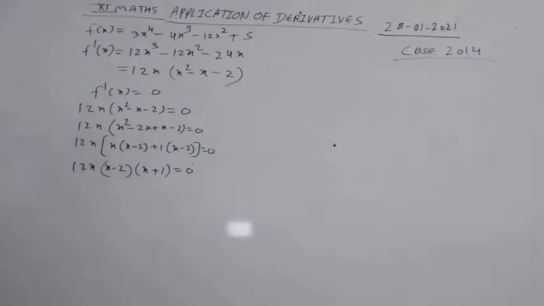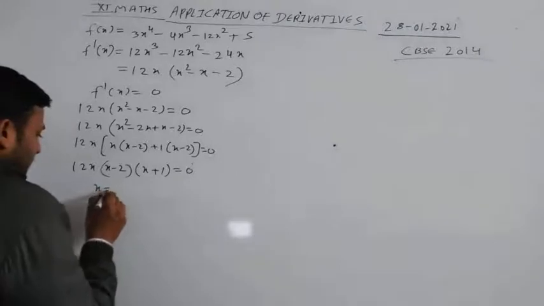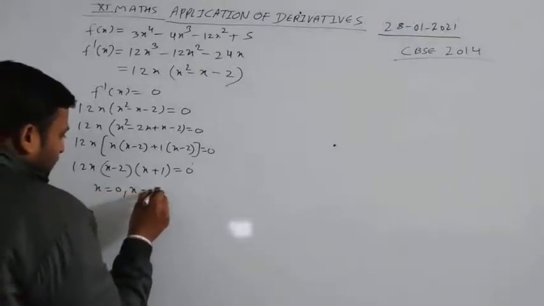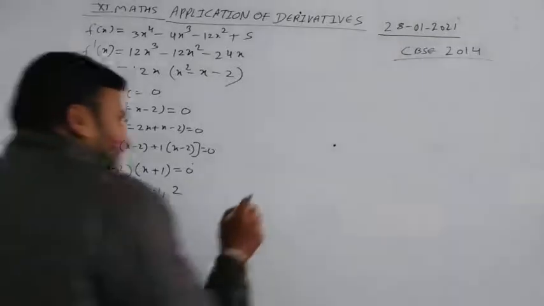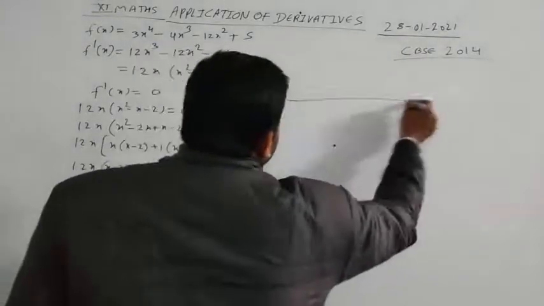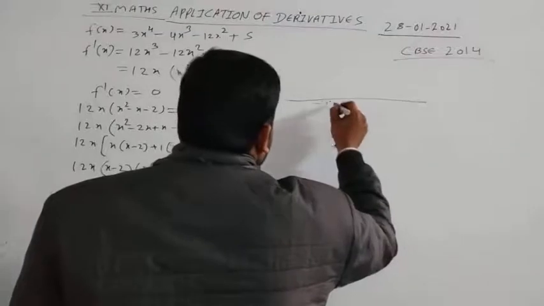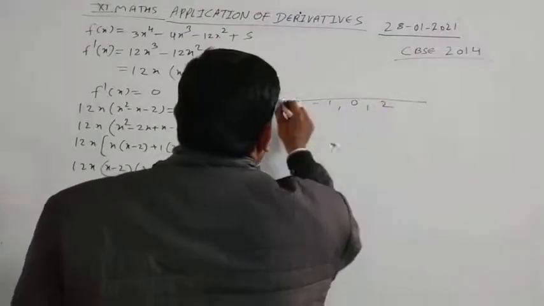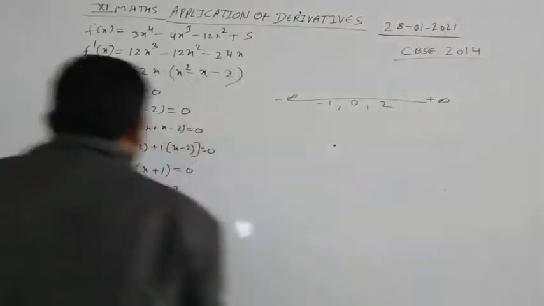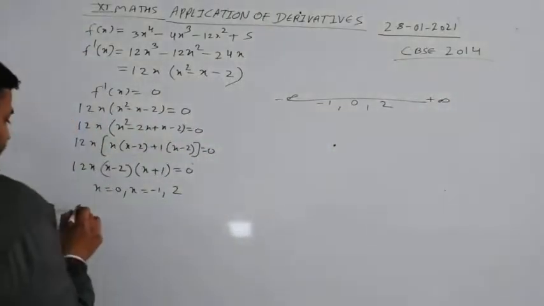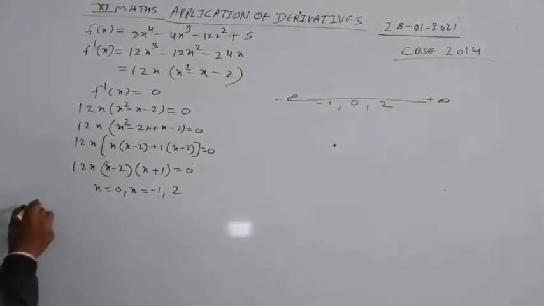Now from here we can find the critical points: x is 0, x is minus 1, and x is 2. So our critical points are 0, minus 1, 2. Now we write this on the line: minus 1, 0, 2, with minus infinity on one end and plus infinity on the other. Now we check in the intervals.